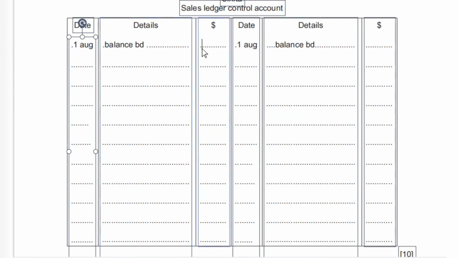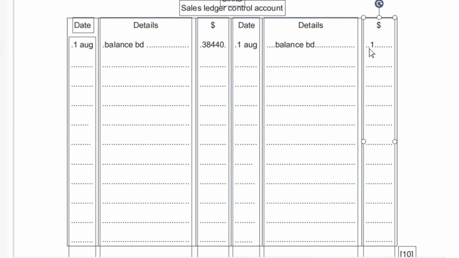We have 38,440. Then we have 105. Then we have sales return. Then we have bad debts. Then we have bank or cash received from credit customers. Then we have contra. Then we have interest charged on overdue amount. Then we have dishonored check.